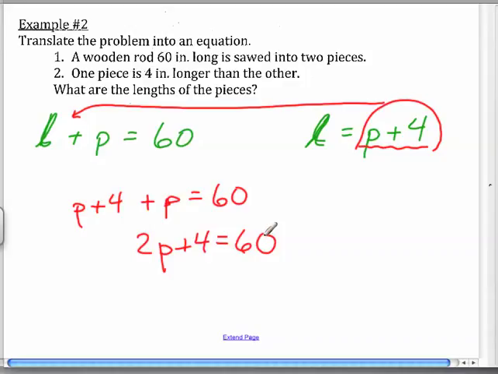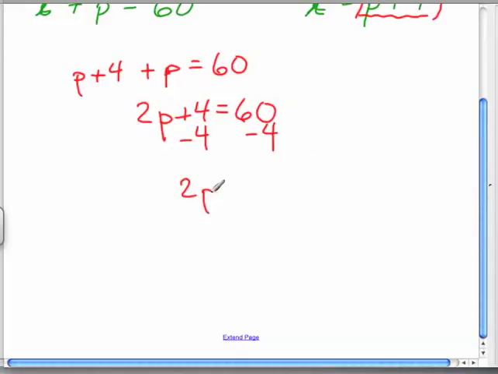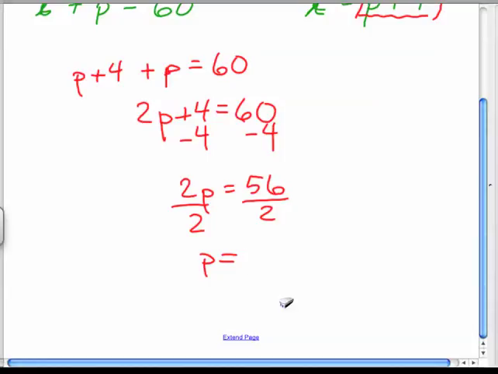What do you suggest I do, Max? I should subtract 4 from each side, and I'm going to get 2p is equal to 56. Good. Where do I go from there, Alexander? Divide both sides by 2, and I get p is equal to what, Alex? 28. Good. So I know one piece is 28.